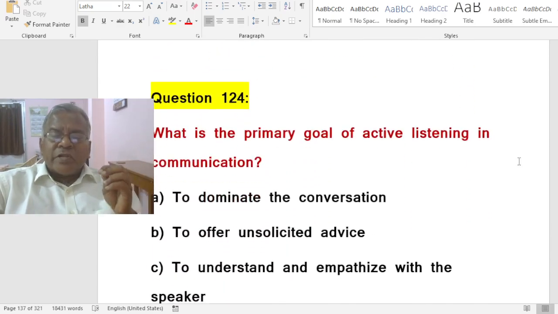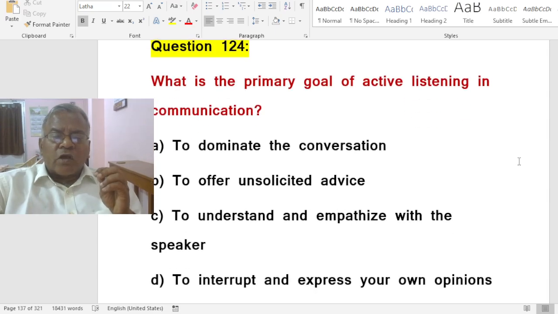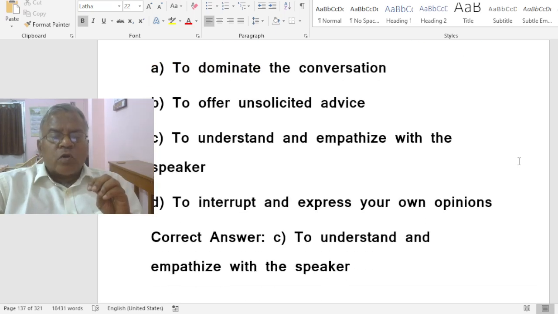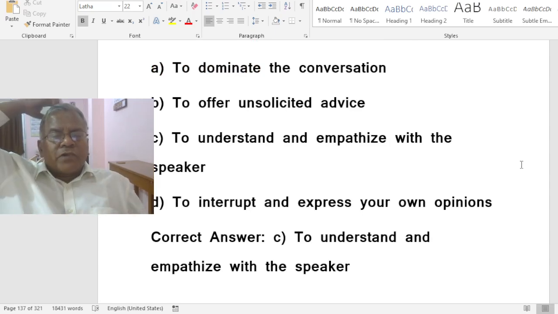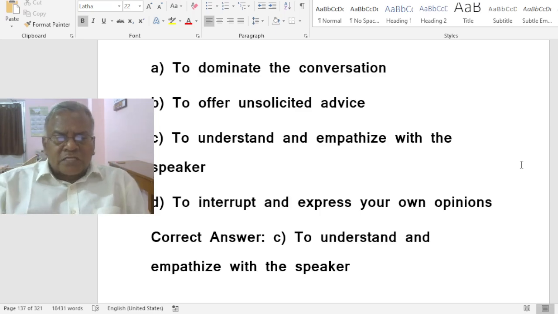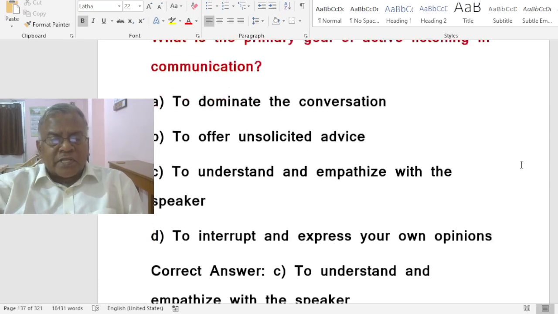What is the primary goal of active listening in communication? A. To dominate the conversation. B. To offer unsolicited advice. C. To understand and empathize with the speaker. D. To interrupt and express your own opinions. To offer unsolicited advice means you are not asked for advice, it is simply given. That is called unsolicited advice. So, which is the right one here? That is C. To understand and empathize with the speaker.